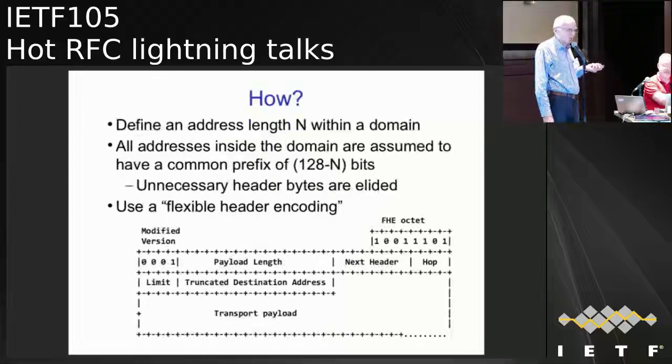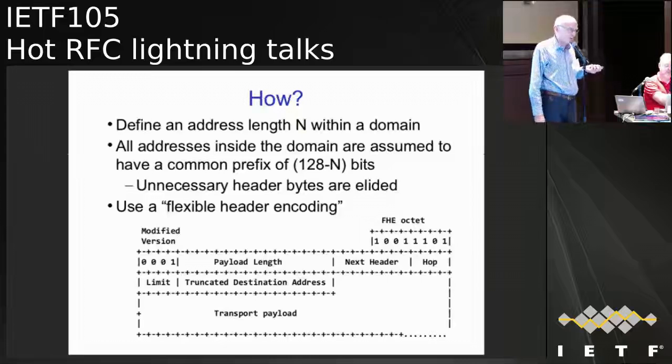How? You define an address length n within a domain. All addresses within the domain are assumed to have a prefix in front of that of 128 minus n bits. And there's lots of bytes and headers that you can get rid of if you think about it.